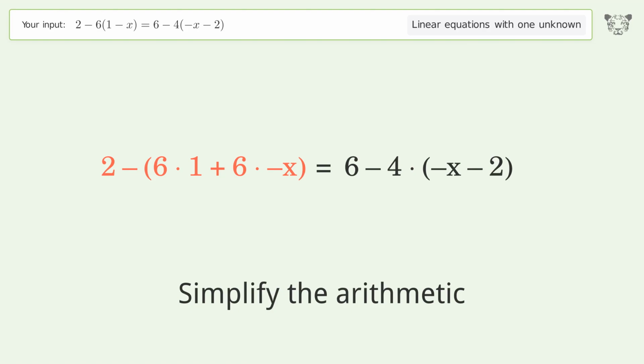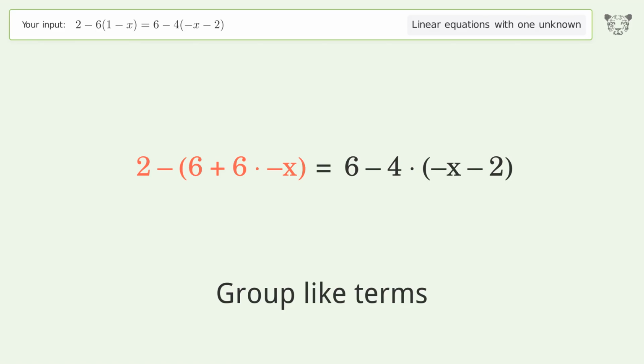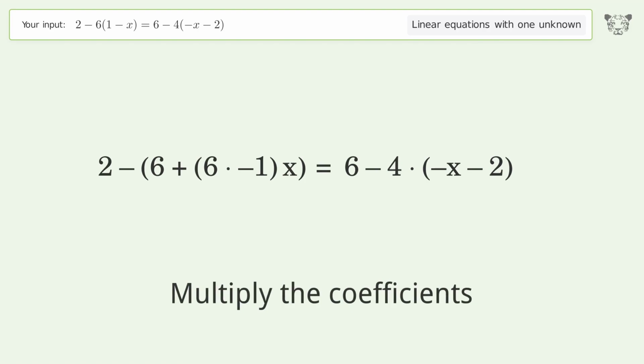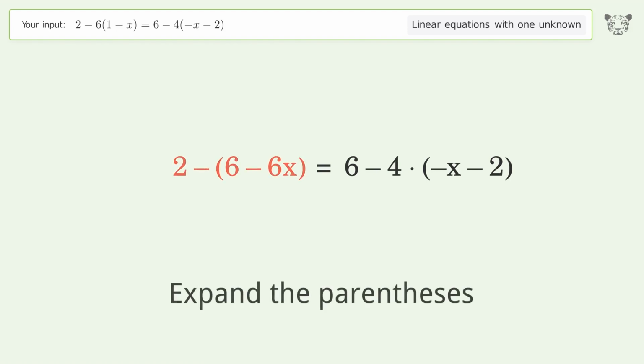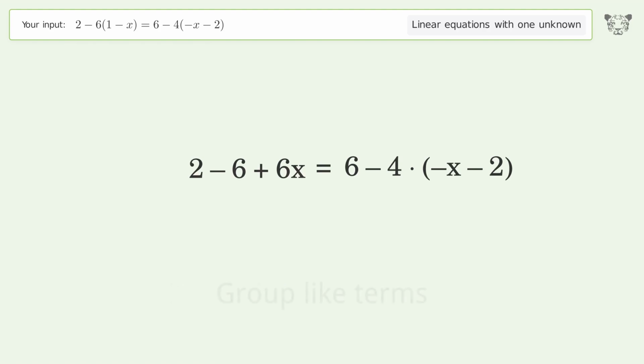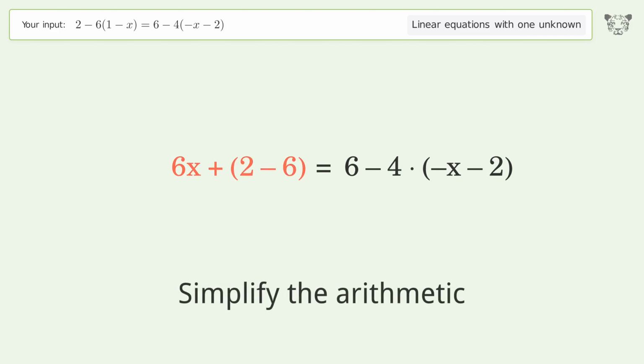Simplify the arithmetic. Group like terms. Multiply the coefficients. Expand the parentheses. Group like terms. Simplify the arithmetic.